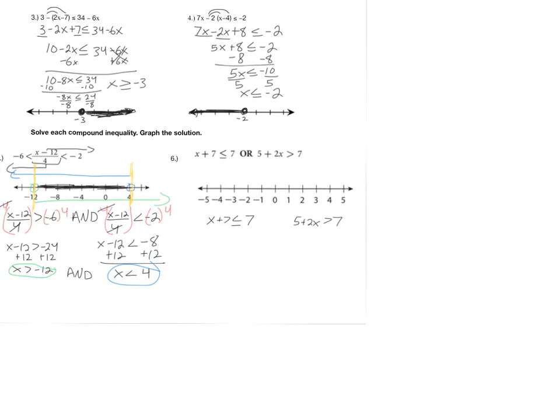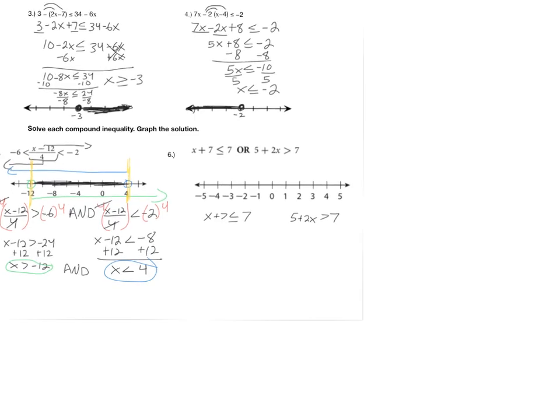Here we have an or compound inequality. So we have x plus 7 is less than or equal to 7, and 5 plus 2x is greater than 7. So remember, or compound inequalities tend to graph apart. So if we solve this, we're going to subtract by 7 on both sides, and we get x is less than or equal to 0. And here we're going to subtract by 5 first, and we get 2x is greater than 2. And we divide by 2, and we get x is greater than 1.